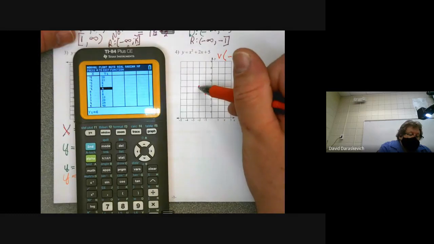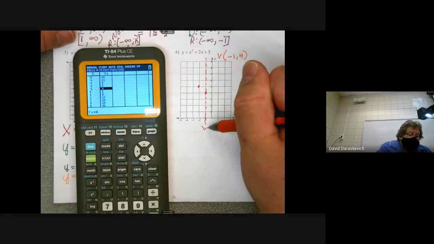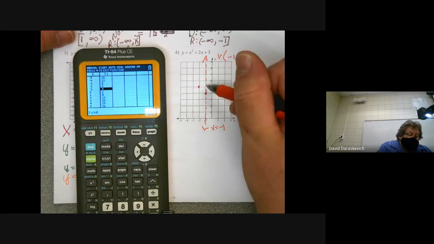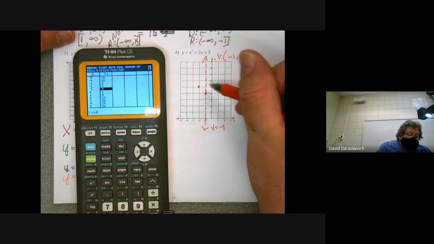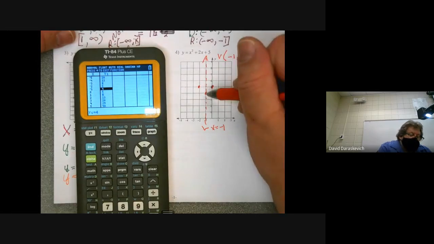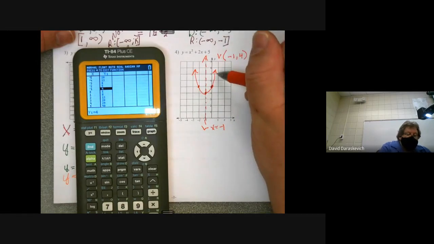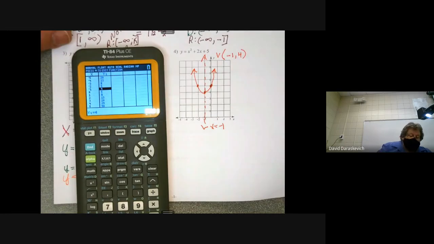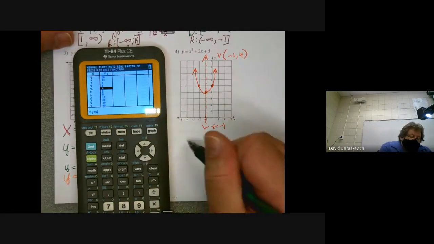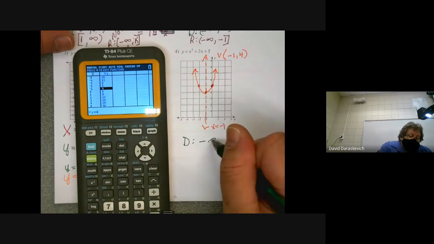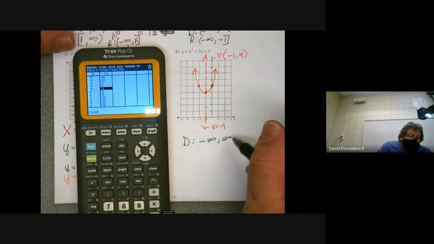-2, 5, axis of symmetry here is x equals -1. And this is one unit from that, so there's one here. Boom, boom, there's my graph. Domain and range is easy. I forgot to do domain and range on the other one. Domain's always going to be -infinity, +infinity for this class.